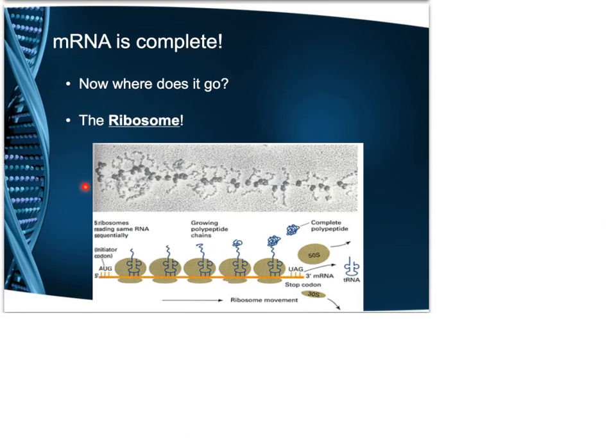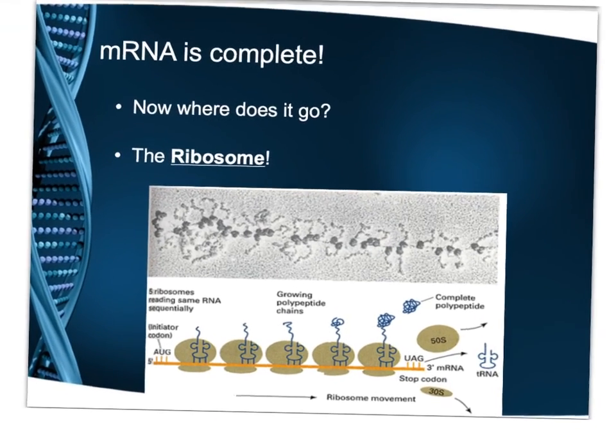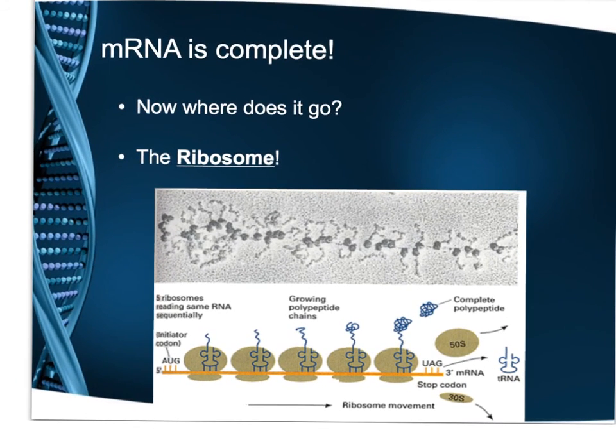So what happens when mRNA is complete? It goes to the ribosome, and if you want to write this down, the ribosomes are located in the cytoplasm. Ribosomes are located in the cytoplasm, not in the nucleus. So this mRNA travels outside.